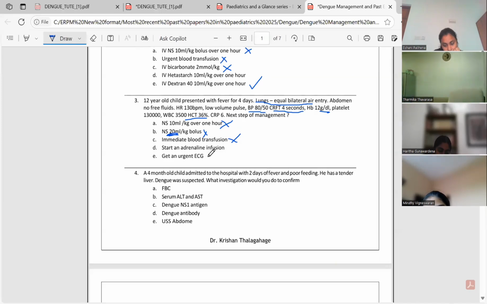So the answer should be get an urgent ECG. Right? This should be the most important thing to do. This should not take a lot of time. But not doing it might be like doing things blind. Yes, you can ask for that.